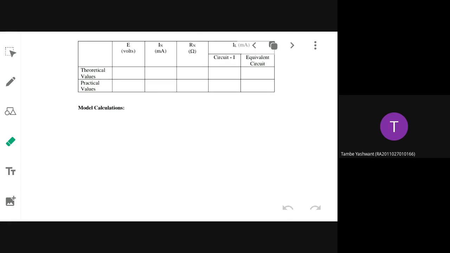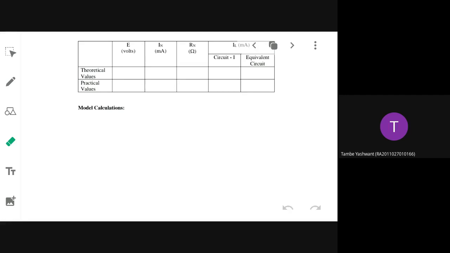Ma'am, IL and RN, the theoretical and practical values, we have to calculate manually, both also. R Thevenin is the same for Thevenin's and Norton's theorem. Yes, only manual calculation you are doing. You are not doing any simulation circuits. Yes, ma'am.